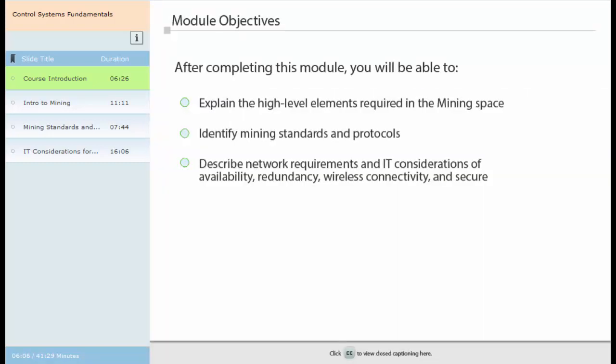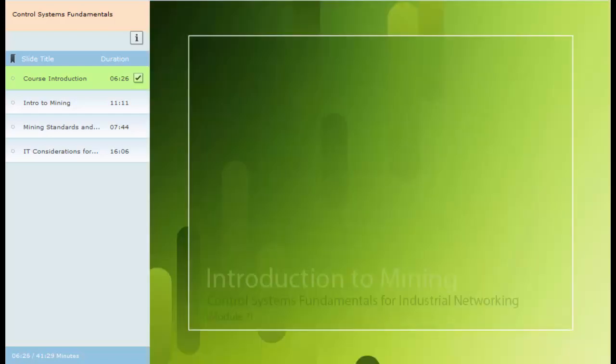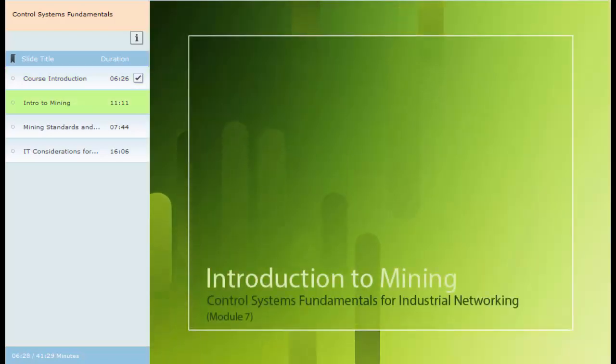In this module, we will explain the high-level elements required in the mining space, identify mining standards and protocols, and describe network requirements and IT considerations of availability, redundancy, wireless connectivity, and secure remote access for the mining industry. In this lesson, we will present the high-level elements and network components required in the mining space.